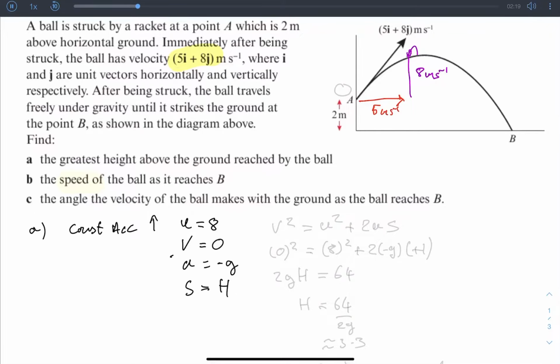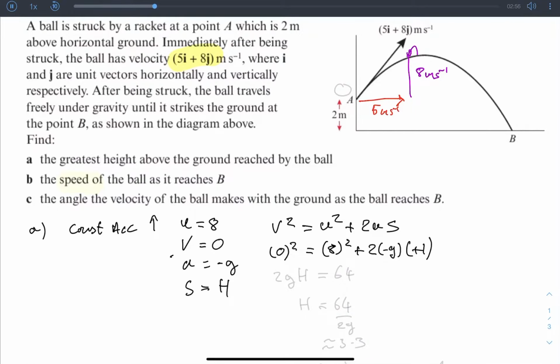We look at the information u, v, a and s. So what is the equation that we know? And I'm sure that by now you're remembering those. So David, have you got it? v squared equals u squared plus 2as. Substituting, 0 squared equals 8 squared plus 2 times negative g times capital H for the max height.